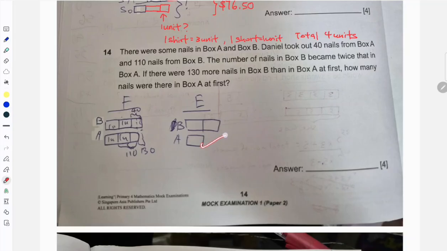Okay, so this model is correct. It became twice in box A. Okay, the 130 more nails. Actually, your model looks very correct. I don't know why you stopped there, maybe you don't have enough time. Okay, so what you can do is, yeah, this is very good, right? Like the model you drew. Okay, but they say 130 more nails.